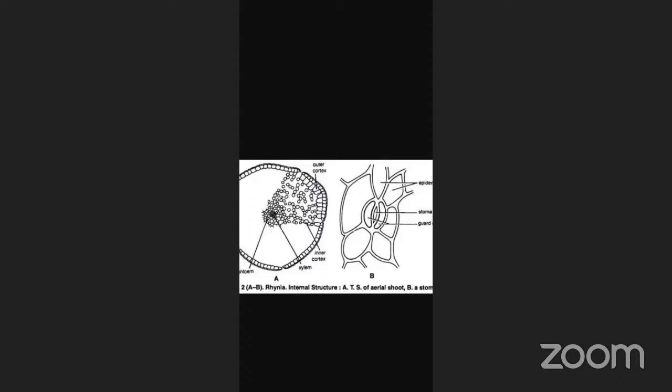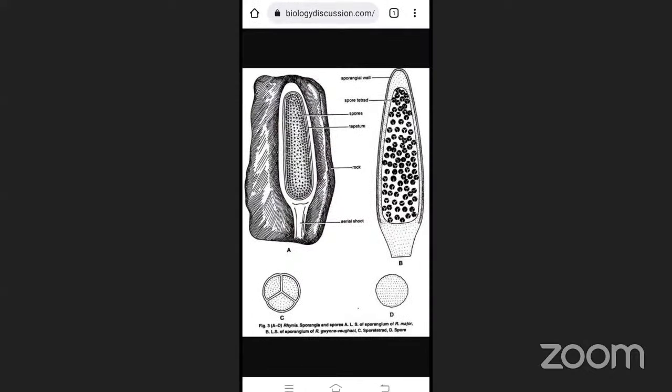So see here, this is the sporangium which is borne on the aerial axis. See here, this one is the Rhynia sporangium.